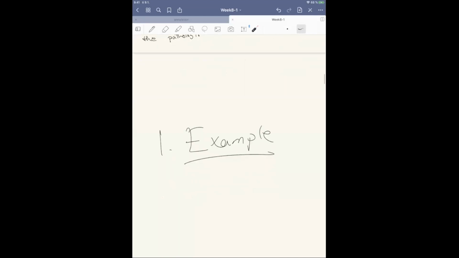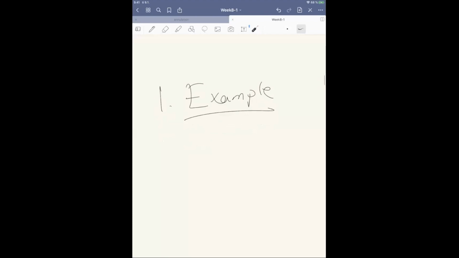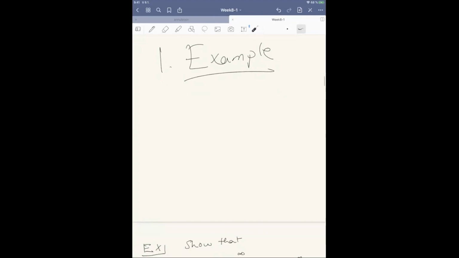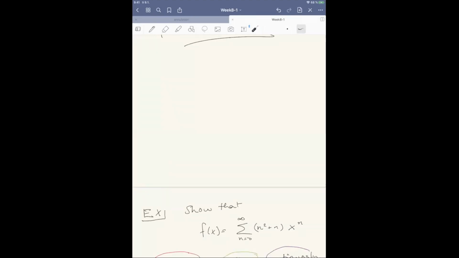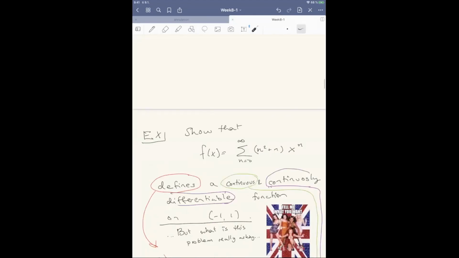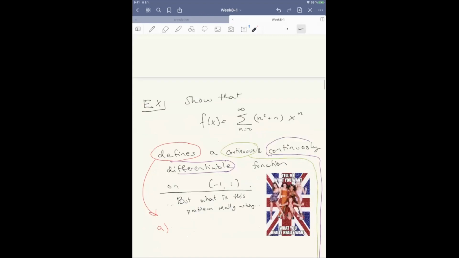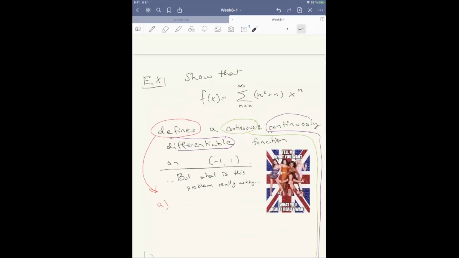Okay, but now let's get to math from these more philosophical considerations. And let's do this as concretely as we can, talking about an explicit example that includes most of the technical issues that you have to talk about. So the example is f(x) equals the sum from n equals 0 to infinity of (n squared plus n) x to the n.